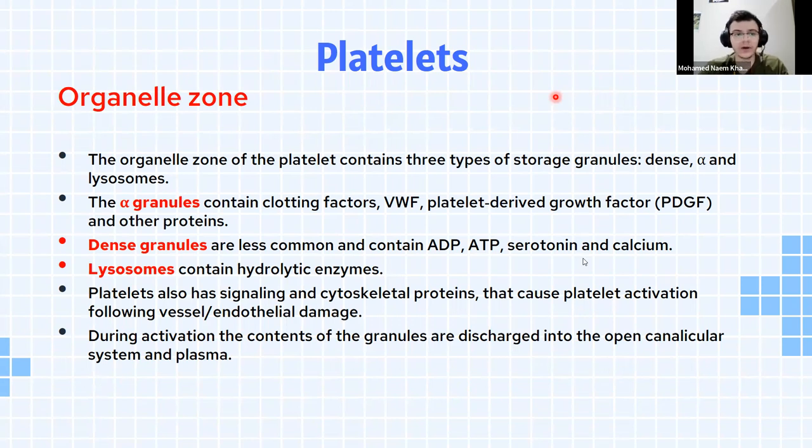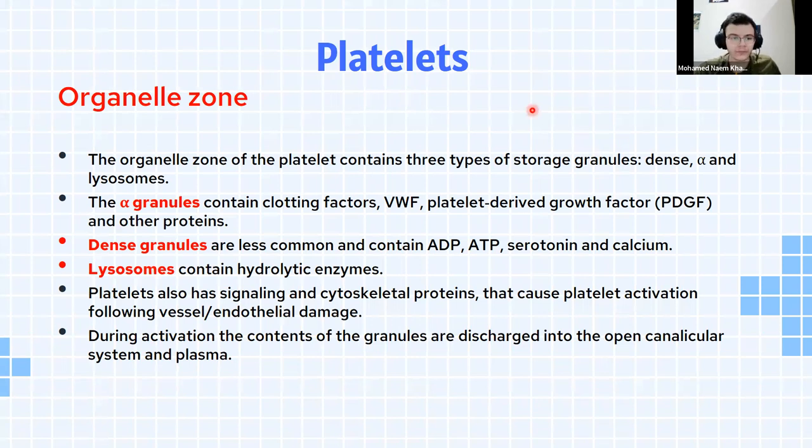So let's talk about the organelle zone. In the organelle zone, again, it's like any cell. It has organelles in it, and these organelles have specific functions. So let's talk about each one of them. It contains three types of specific granules. You need to know this because they could literally ask you about it in an SAQ. What are the three types of storage granules in the platelet? Dense granules, alpha granules, and lysosomes.